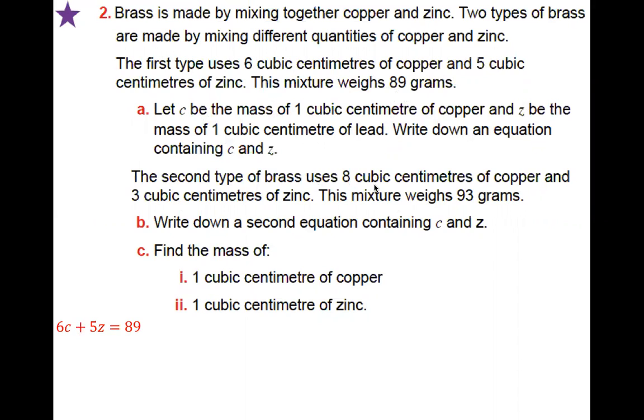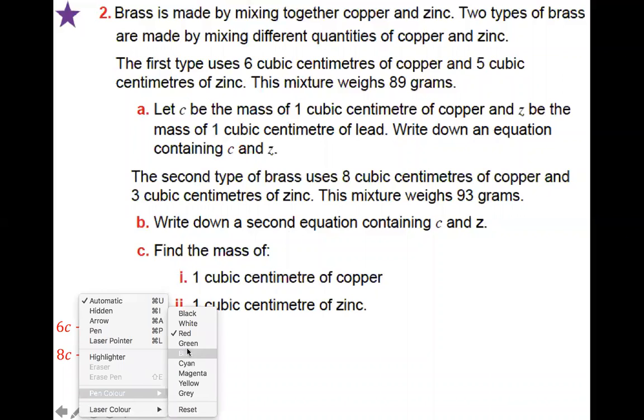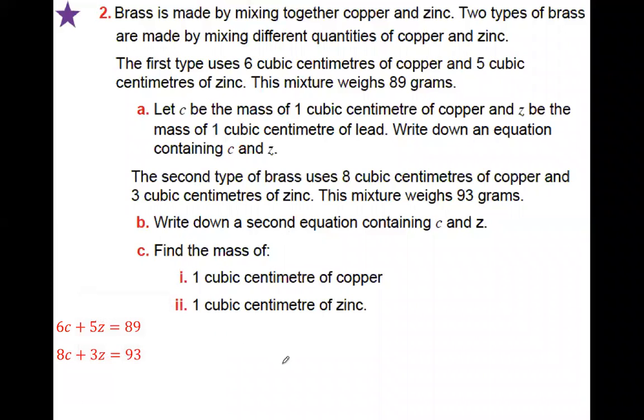The second type of brass uses 8 cubic centimeter of copper and 3 cubic centimeter of zinc. And we were told that the mass was 93. Write down the second equation. So your second mark will come here. 8C plus 3Z equal 93. And now you've got simultaneous equations and find the mass of one. So basically we've been asked to find C and Z, the mass of 1 cubic centimeter of zinc.